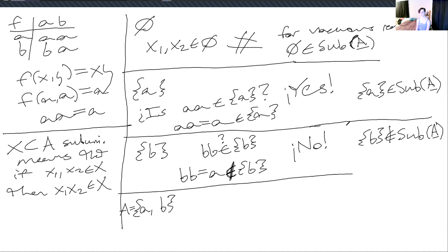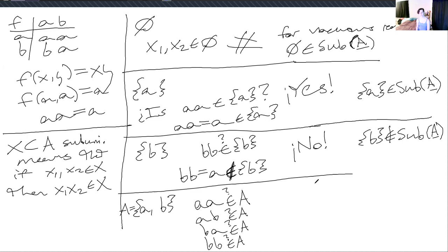Okay, so these three cases were all pretty straightforward. Now we come to the only somewhat complicated case. In order to check that A, the whole set, is closed under multiplication, technically, if we wanted to check it directly, we'd have to check: is AA in A, is AB in A, is BA in A, and is BB in A.